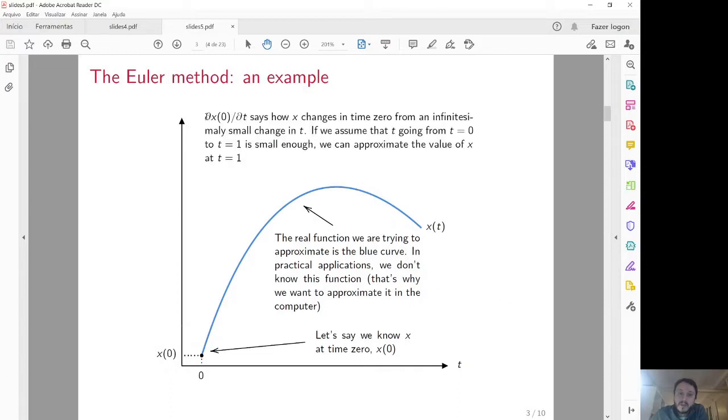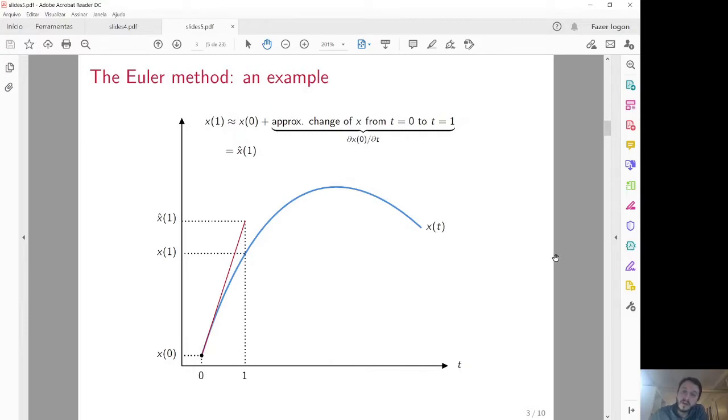So we know the derivative of x with respect to time at time 0. And this derivative says how x changes at time 0 if t increases by an infinitesimal amount. Okay, that's the definition of a derivative. But let's start with a very simple example. Let's assume that t increases from 0 to 1, and that's a small increase in t. If we assume that this is a small increase in t going from 0 to 1, we can approximate the value of x at time 1.